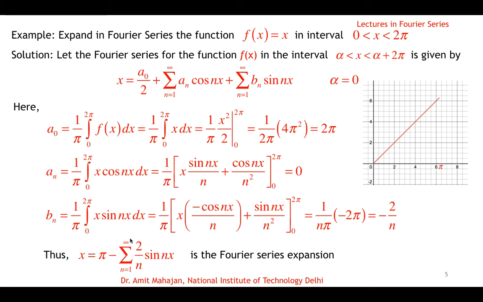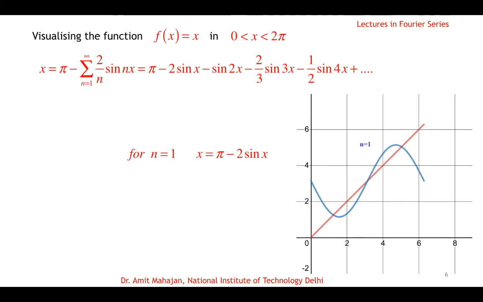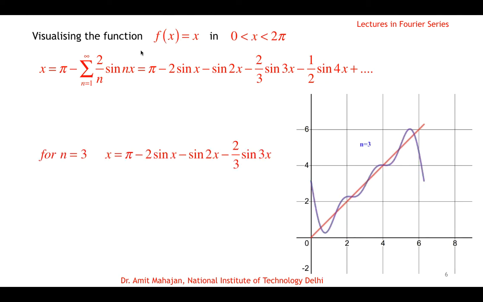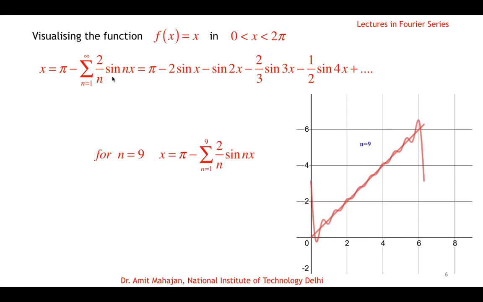Now just to check, if we calculate this infinite sum, put n equal to 1, 2, 3 and check whether this infinite sum is equal to x for all x in this interval. I'm just giving you this to visualize: if f(x) is in this interval and we write it as an infinite series, then for n equal to 1, 2, 3, what happens when n is 1? That means this will give only one term, so only pi minus 2 sin x.